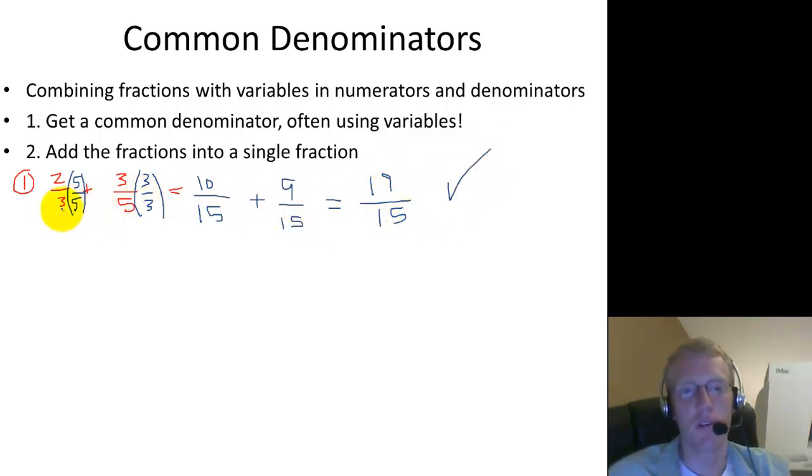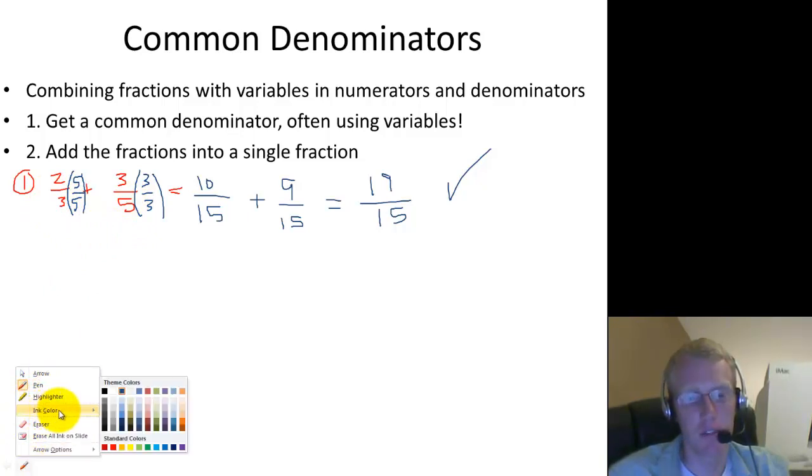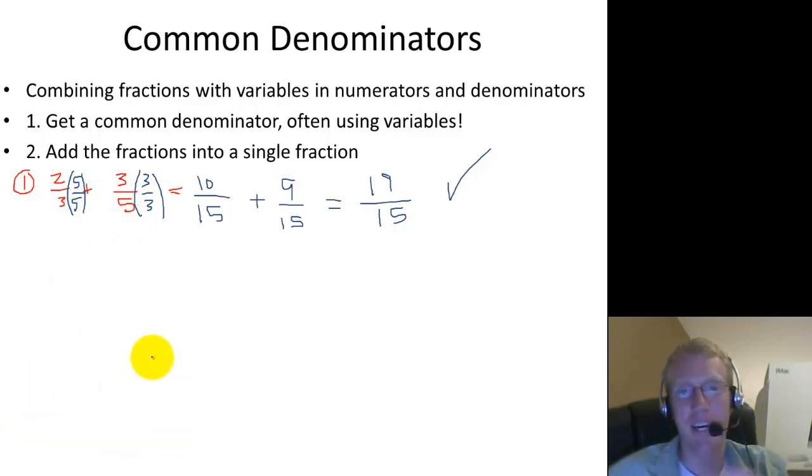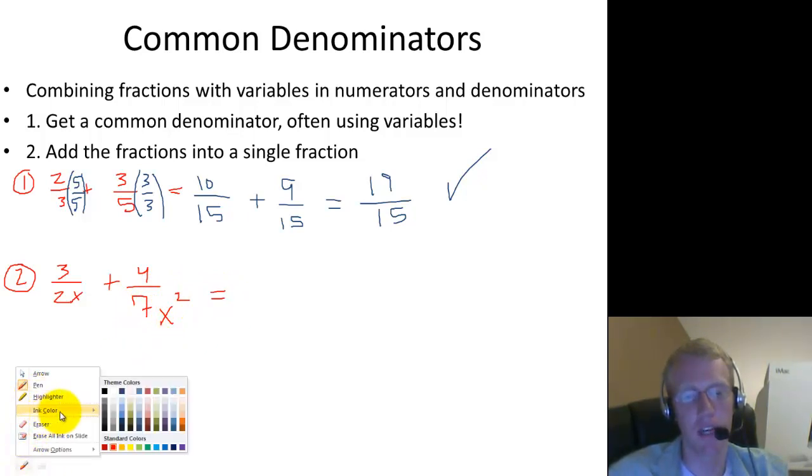So you want to find the lowest common denominator. A lot of times the way that you do that is you just multiply the two denominators together. That's a pretty surefire way to guarantee that you have a common denominator. It may not be the lowest one though. So let's try something with variables. Maybe you have 3/2x plus 4/7x squared, and you want to add these two things together.